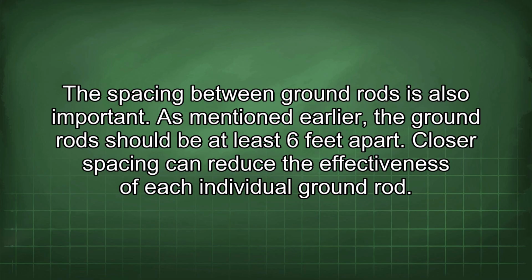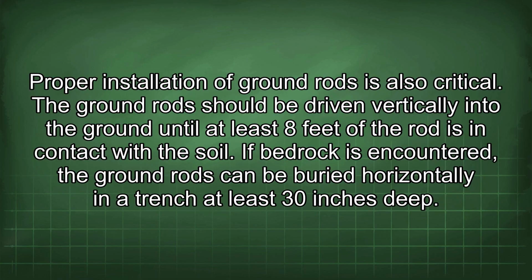The spacing between ground rods is also important. As mentioned earlier, the ground rods should be at least 6 feet apart. Closer spacing can reduce the effectiveness of each individual ground rod. Proper installation of ground rods is also critical. The ground rod should be driven vertically into the ground until at least 8 feet of the rod is in contact with the soil.